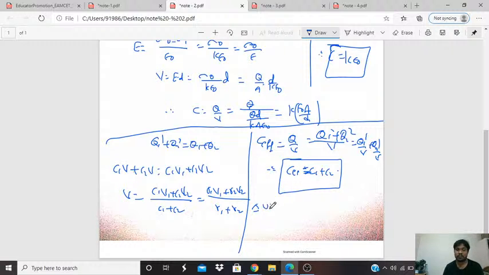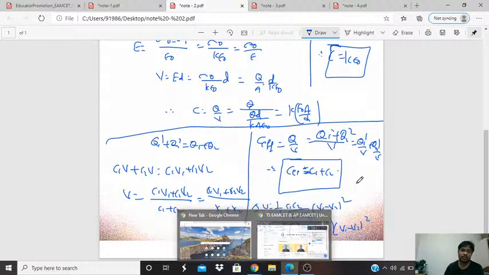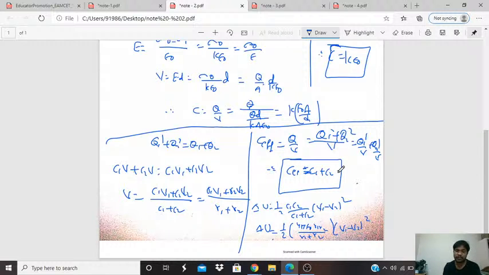Now the loss in energy, delta U, equals what we have: (1/2) C1C2/(C1 + C2) into (V1 - V2) whole square. Or if you substitute C equals 4 pi epsilon naught R, we get (1/2) 4 pi epsilon naught R1R2/(R1 + R2) into (V1 - V2) whole square. This is about loss in energy. Like this, we have different applications.